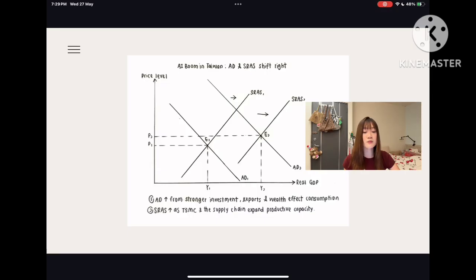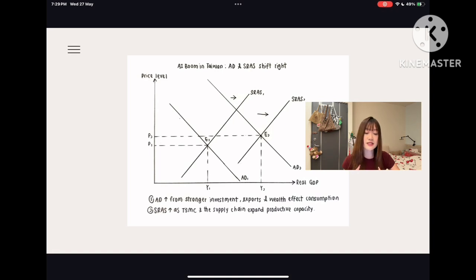In the second diagram, both AD and SRAS shift right. The economy moves from E1 to E2. Real GDP increases clearly from Y1 to Y2, but the effect on the price level is different. Since SRAS also shifts right, the increase in supply helps reduce inflationary pressure, so the price level may increase only slightly or remain relatively stable, compared with the situation where only AD increases.